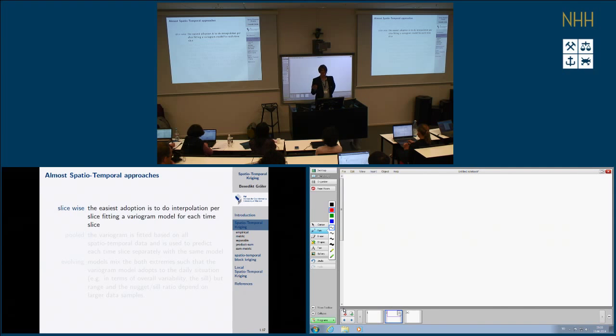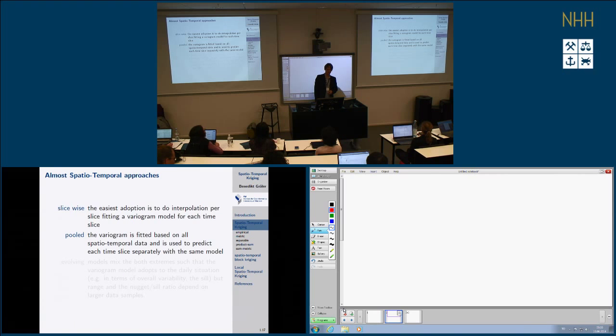A first proxy to spatiotemporal approaches, as I mentioned, is slice-wise. So we do the interpolation for every slice, fitting a variogram model for each time slice. This is just like having a series of spatial fields, but you don't have a model of a spatiotemporal field. There's the idea of having a pooled variogram. You use all the data you have, but you estimate a single spatial variogram and then use this single spatial variogram for every time slice. This just increases the amount of data.